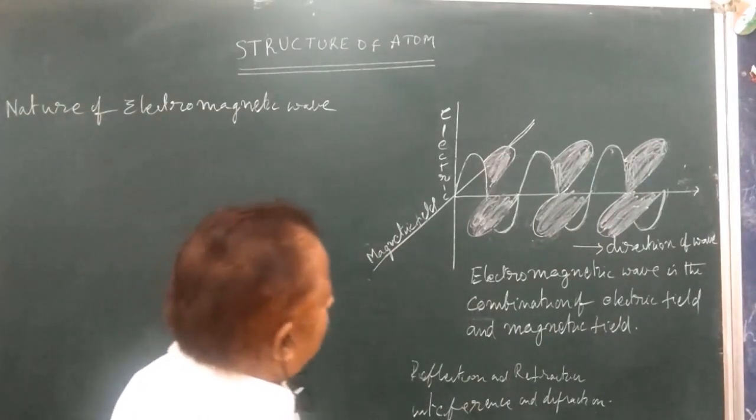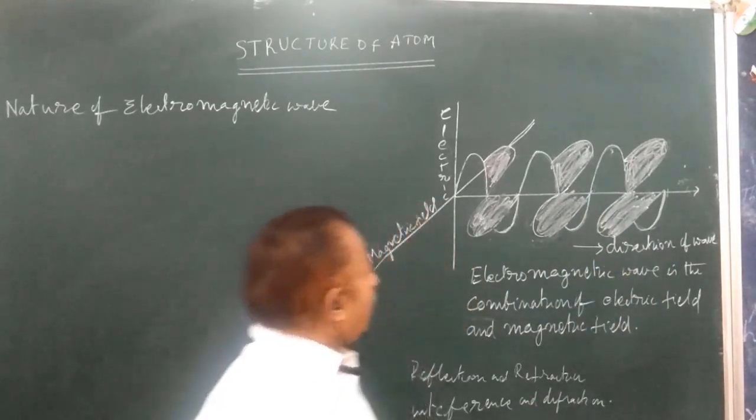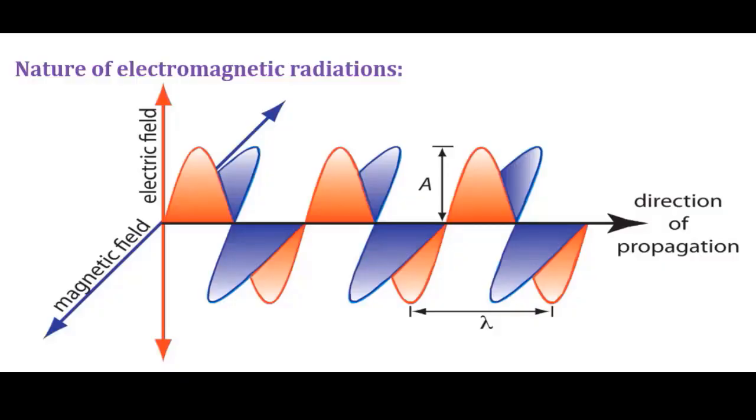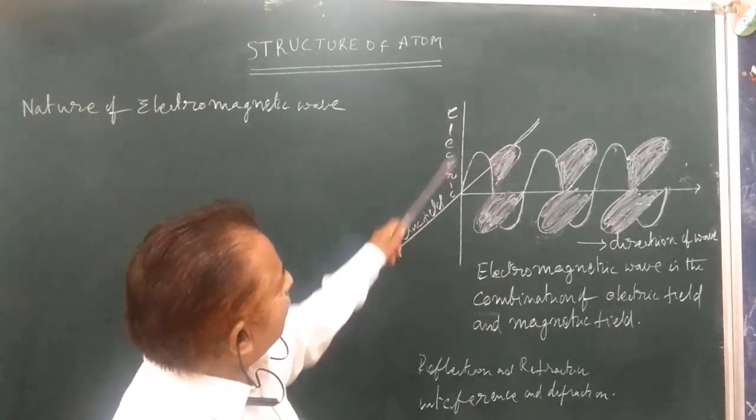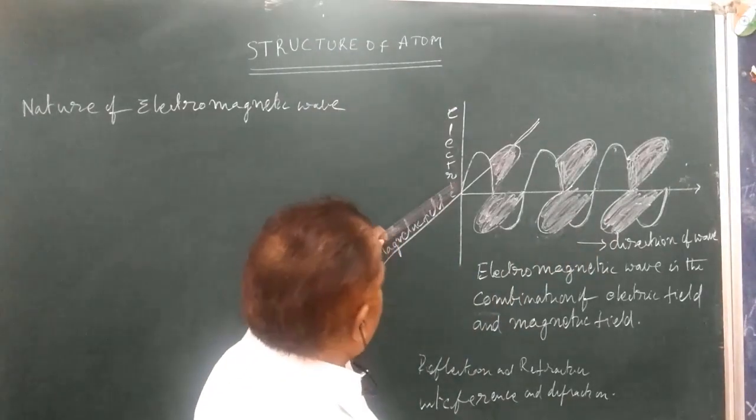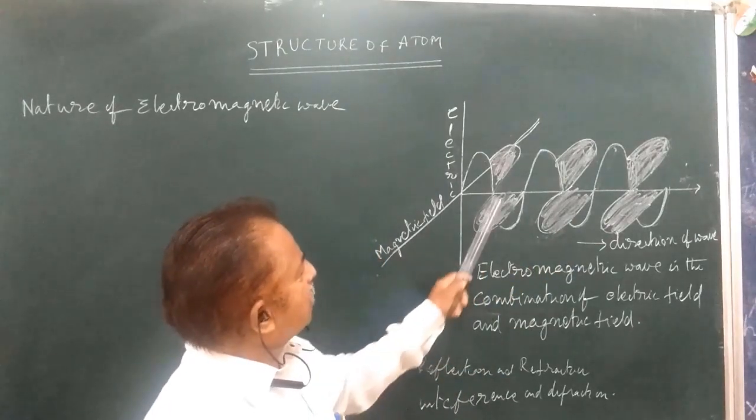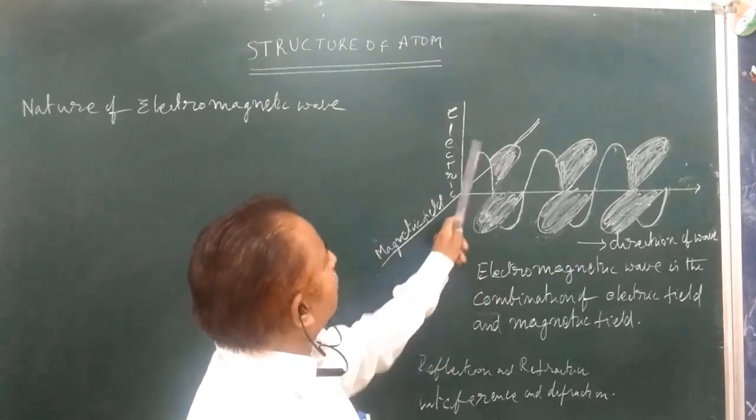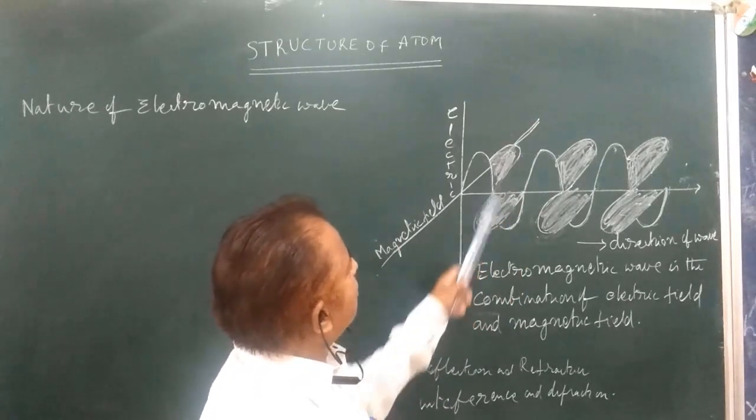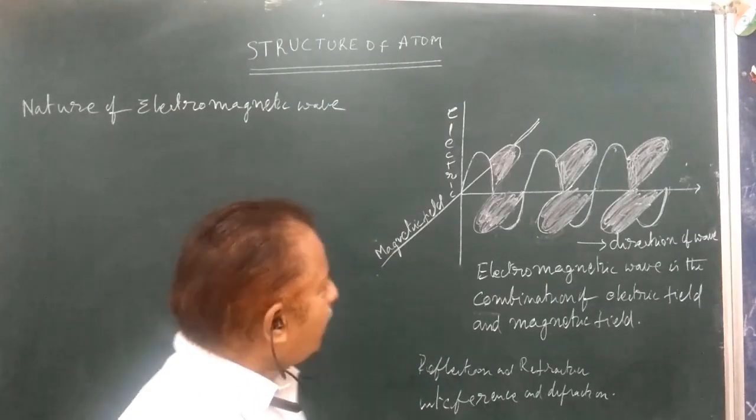See here in the diagram, this is the direction of the wave. An electromagnetic wave is the combination of both fields, that is the electric field as well as the magnetic field. Here the electric field is perpendicular to the direction of the wave, that is in a vertical plane, whereas the magnetic field is in a horizontal plane. So this is the electric field, and this is the magnetic field. The shaded portion represents the magnetic field.